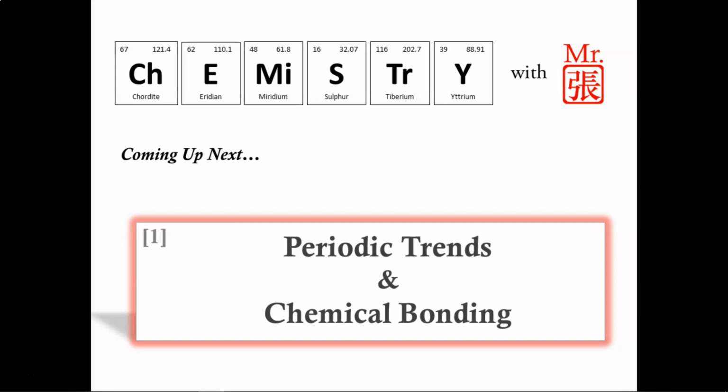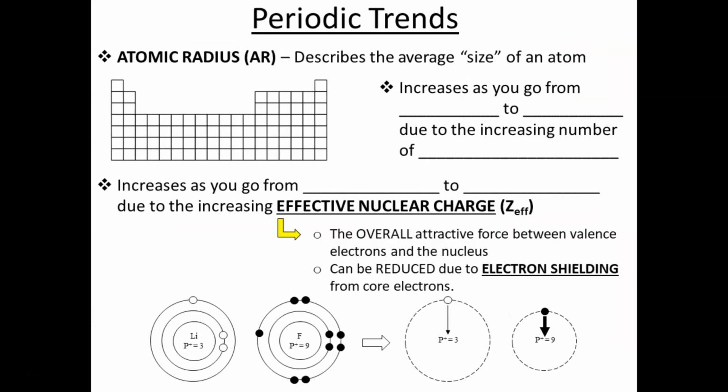In this video tutorial, we will review periodic trends and chemical bonding. So much of this should be a review from grade 11 chemistry. So let's begin with atomic radius. That essentially describes the average size of an atom.